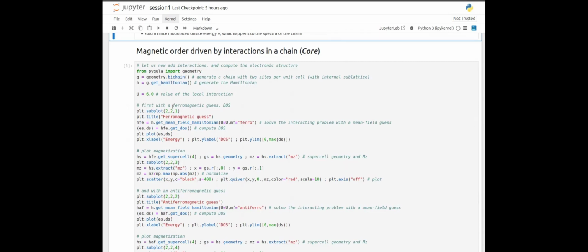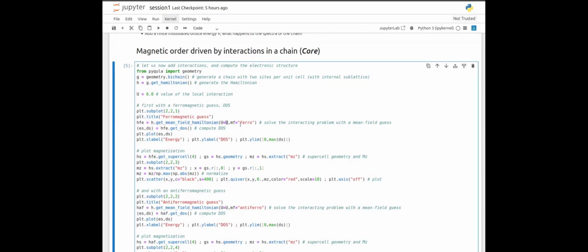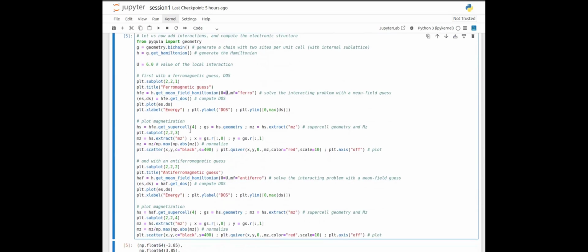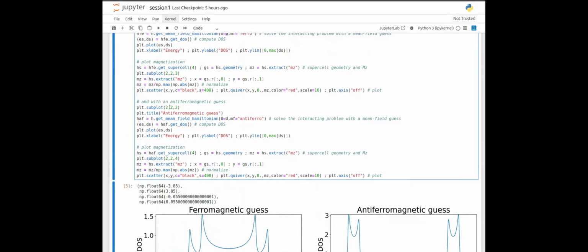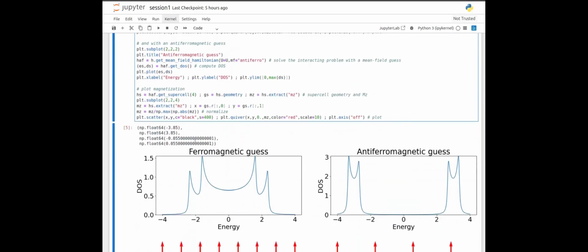And once we solve the mean field equations, we effectively get an effective single particle Hamiltonian that includes interactions through additional terms that are interaction driven. And so in this case, we are going to start first with a ferromagnetic guess for the mean field equation. So we solve the mean field Hamiltonian with a certain interaction in a mean field guess. We compute the density of states, we plot it, and we also plot the magnetization. And we do it again, but now with an antiferromagnetic guess. So we solve again the initial Hamiltonian with the same interaction, but now with an antiferromagnetic initialization. We compute the density of states, we plot it, and we also compute the magnetization, and we see the result.